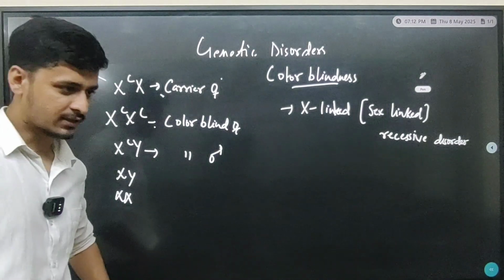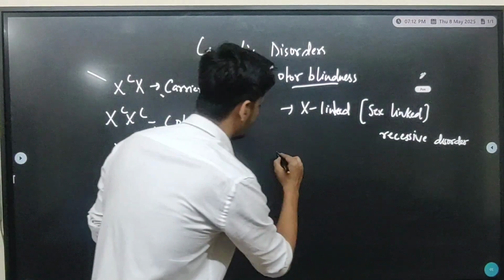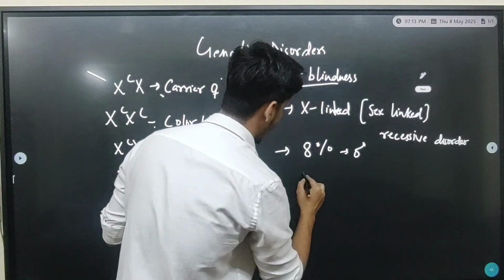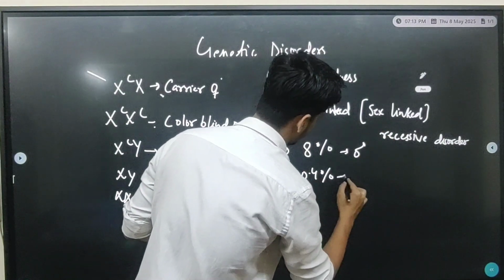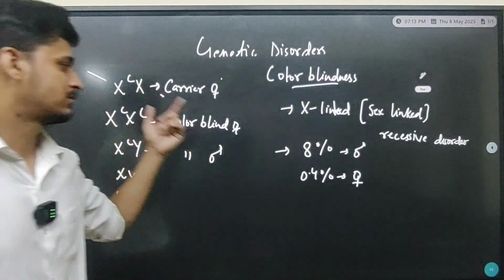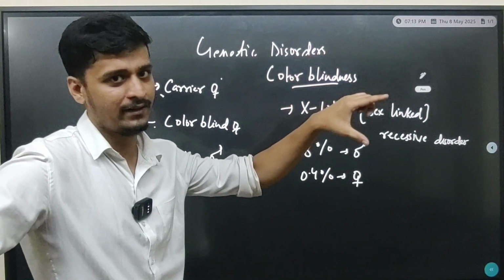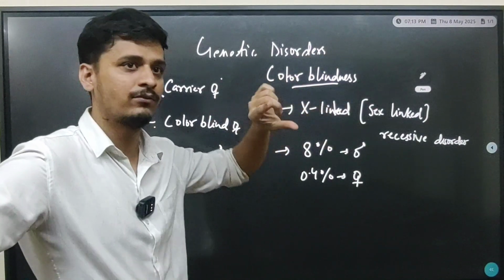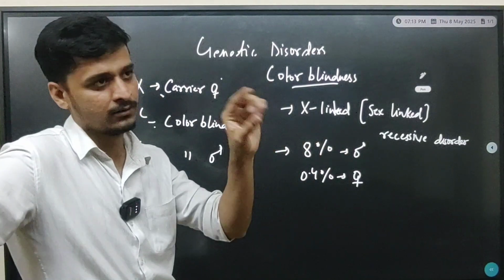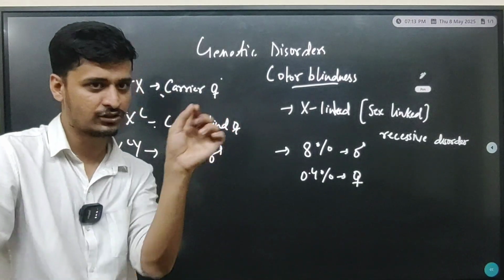And this color blindness occurs in 8% of males and 0.4% of females. Okay, 8% of males are affected by color blindness and 0.4% of females. Because if a female is affected, that means the male parent should be affected and the female parent must be a carrier. So that's why both affected X chromosomes pair up in fertilization.